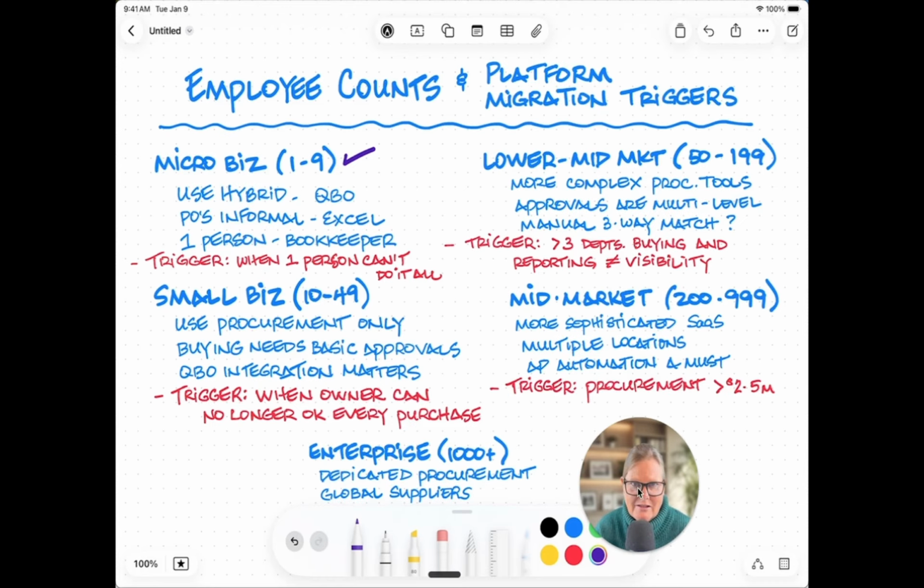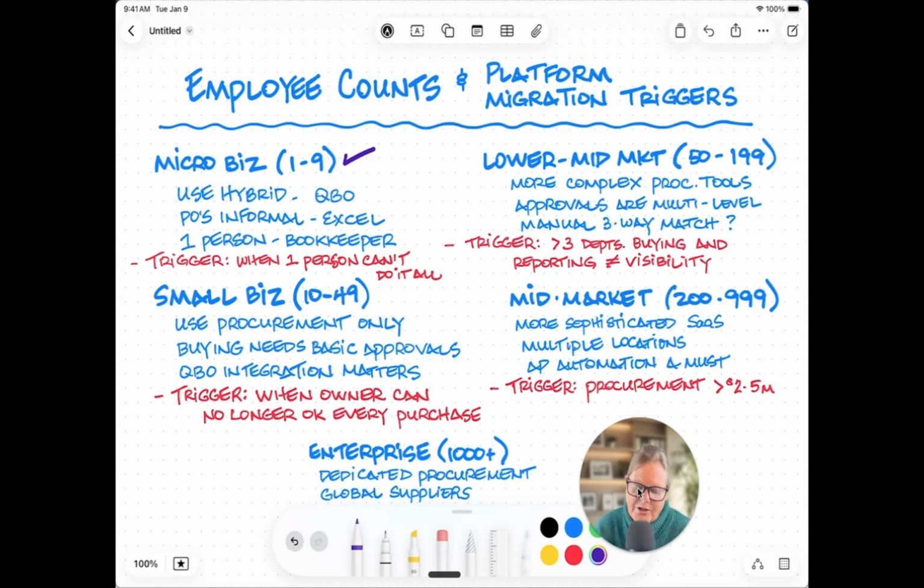But when your business is growing and one person can't do both, then it's time to move to a little more complex platform. So you would have the next category, small business, 10 to 49 employees. And typically you might use a procurement-only software program like Tradergram or Spendwise or something. And I'm not an affiliate for anybody. I'm just giving you an example. And in this instance, you would make sure that whatever you're going to buy, you just have basic approvals for. And you can even integrate QuickBooks if you have to, to help you do the transition.